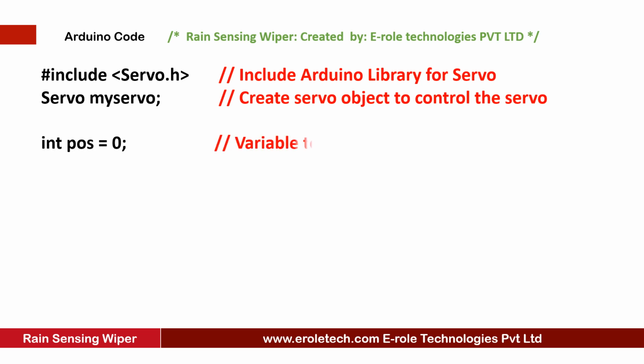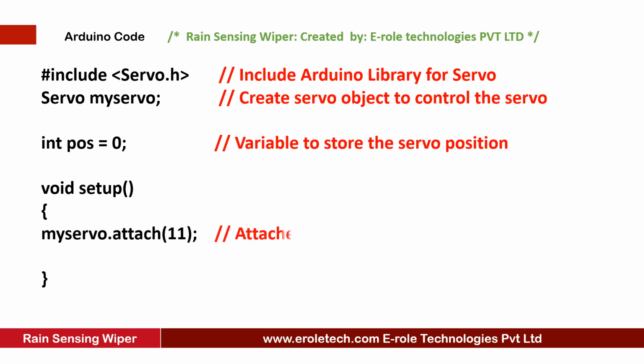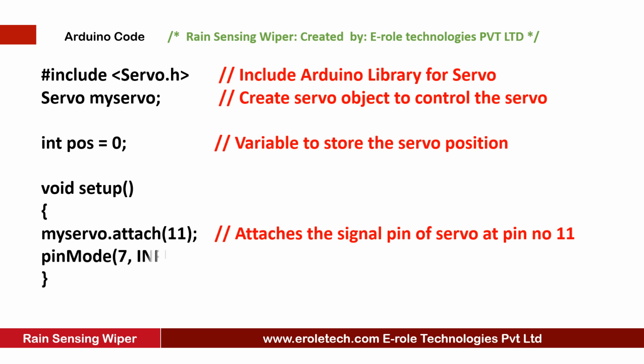int pos = 0. pos is an integer type variable. We will use it in the for loop. void setup is a function which runs once as soon as the program starts running. myservo.attach(11). It means we have connected the signal pin of the servo at pin number 11 of Arduino. pinMode(7, INPUT). The rain sensor is connected at pin number 7, so we are using pin number 7 as an input pin.